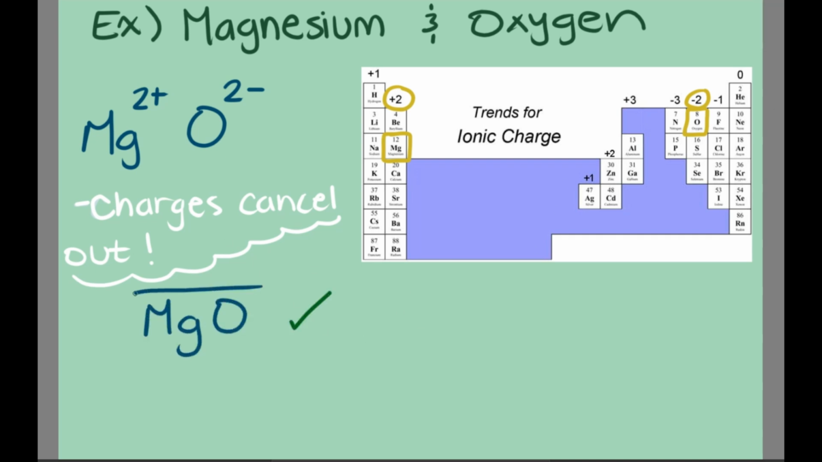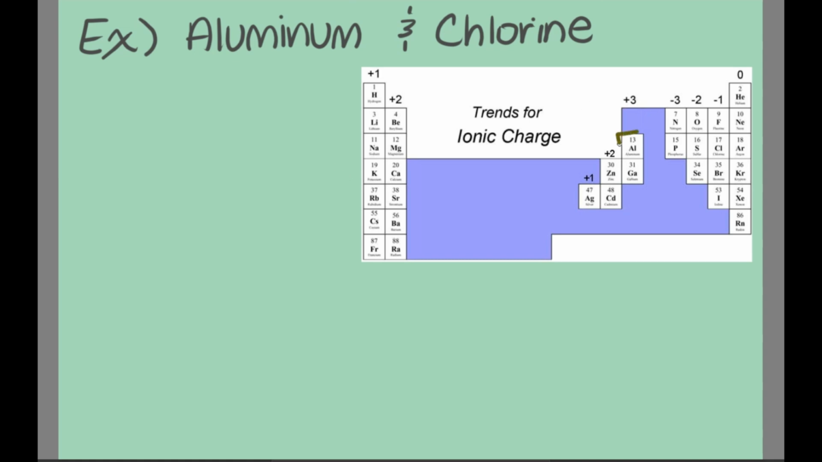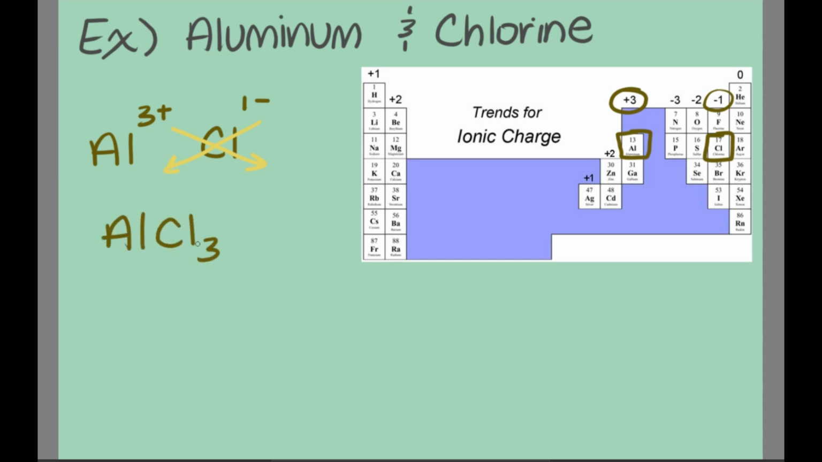For our last example, we are looking at aluminum and chlorine. Aluminum has a +3 charge and chlorine has a -1 charge. With the crisscross method, we will see the 3 going down to the chlorine and the 1 going to the aluminum. This creates AlCl3, or aluminum chloride.